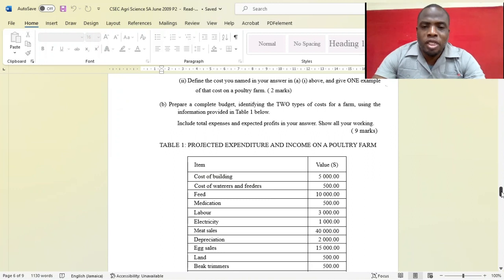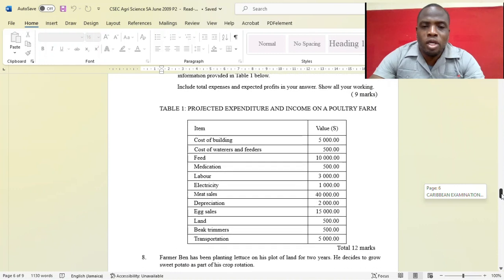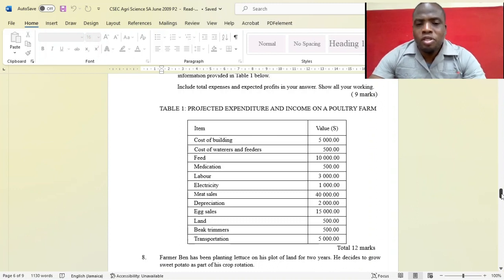Prepare a complete budget identifying two types of costs on a farm using the information provided in Table 1. Include total expense and expected profits in your answer. Show all working. So you were given this projected expenditure and income on a poultry farm. Now, one thing to note, once you see something mentioning sale, it will be your farm income. So let's deal with it.